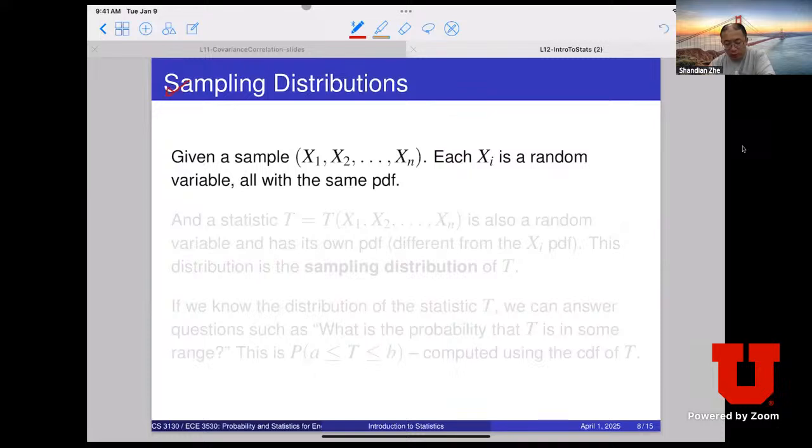Now we introduce the concept called sampling distribution. Given a sample which consists of n IID random variables, x1, x2 to xn, where each xi is a random variable, and all of them share the same probability density function.